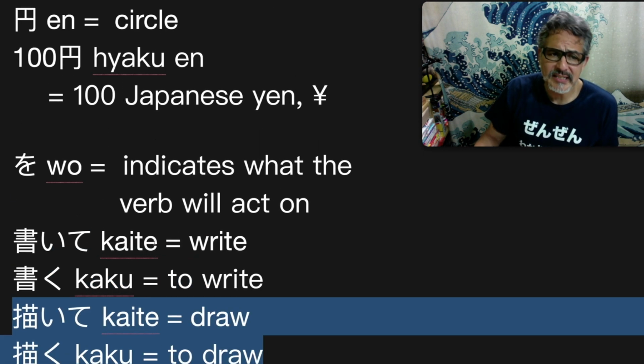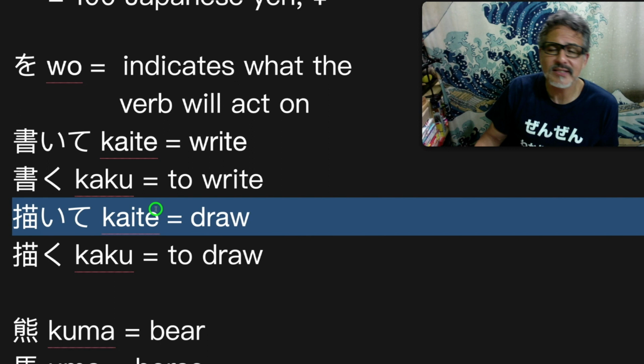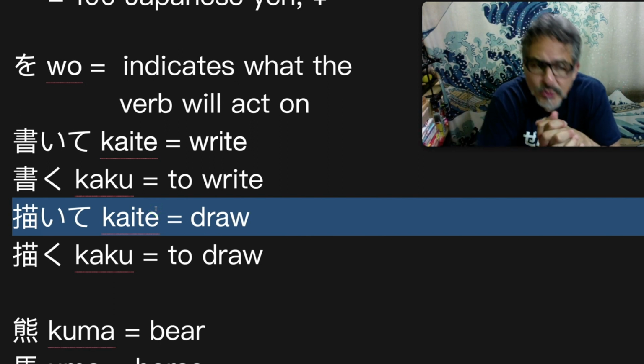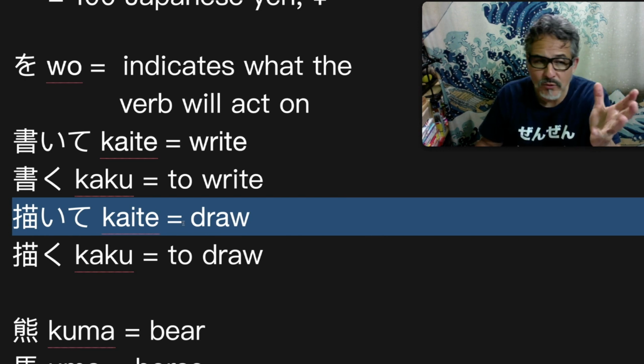Now, it ends in a te ending, and that's called the te form. The te form of a verb basically allows you to use that verb as a command to make someone do something. So if you want someone to do something, you need to use the te form.